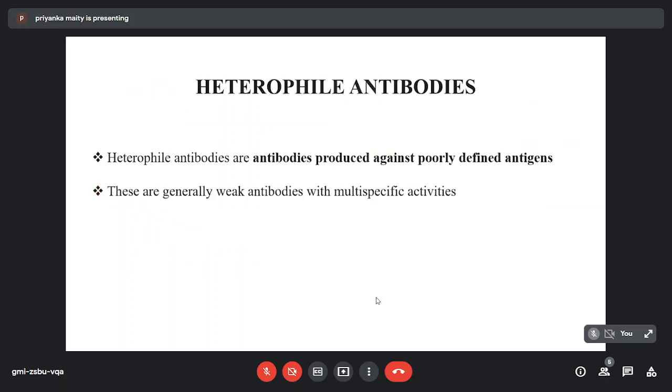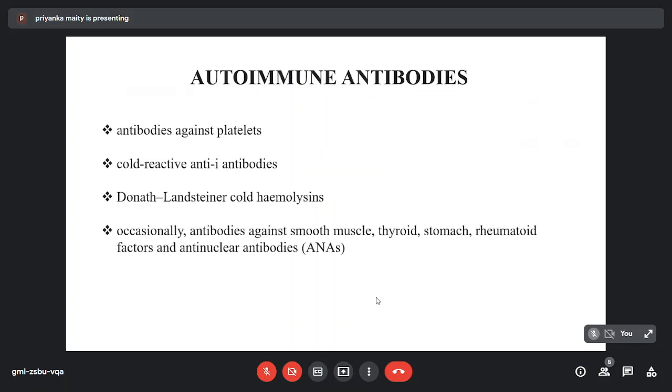Heterophile antibodies are antibodies produced against poorly defined antigens. These are generally weak antibodies with multi-specific activities. I'll talk about them in detail in the diagnosis section. Autoimmune antibodies consist of antibodies against platelets, cold reactive anti-I antibodies, Donath-Landsteiner cold hemolysins, occasionally antibodies against smooth muscle, thyroid, stomach, rheumatoid factors, and anti-nuclear antibodies.